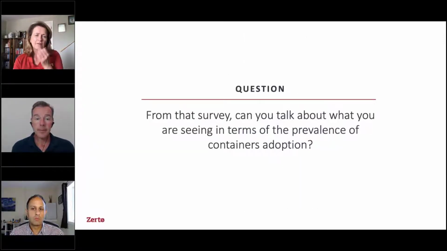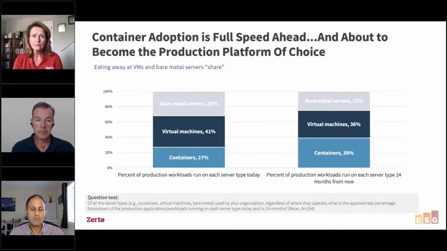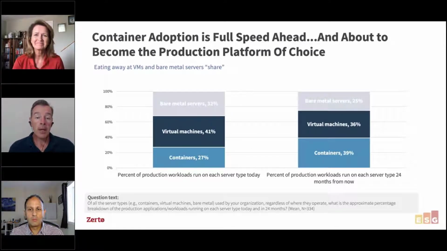Excellent. So let's first of all talk about, from that survey itself, perhaps you could talk about what you saw from the survey in terms of the prevalence of container adoption. Absolutely. So it's really full speed ahead when you think about it. Many organizations use containers, and when you think about where they are today, what you see is a breakdown of, in terms of platforms, about a quarter using containers versus 40% on virtual machines and the rest on bare metal servers. That's typically how you'd run your applications.